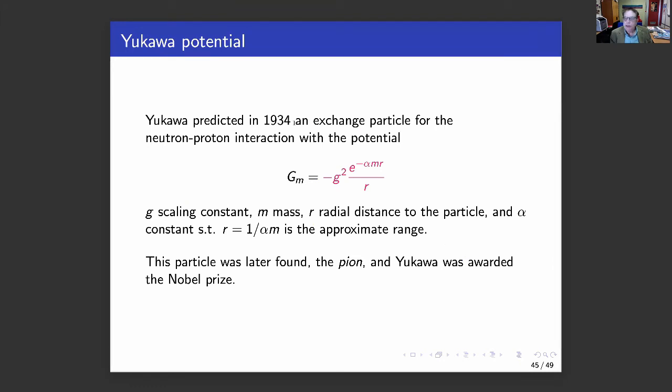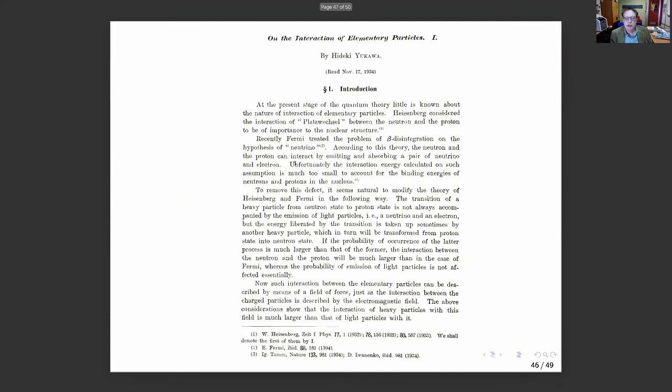Yukawa predicted this potential that was responsible for the neutron-proton interaction, and for 2 years nobody cared, but then the particle with this Yukawa potential was found, the pion, and Yukawa was awarded the Nobel Prize. This is the first page of Yukawa's paper, and you can read the paper if you want.